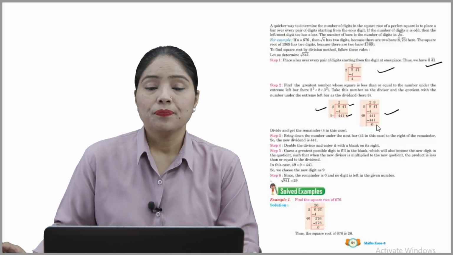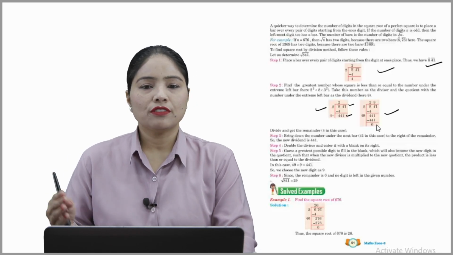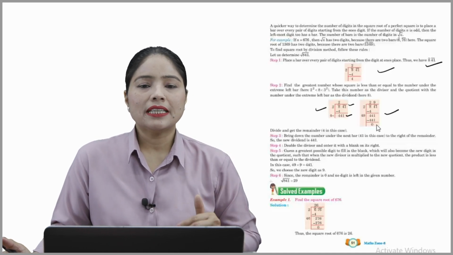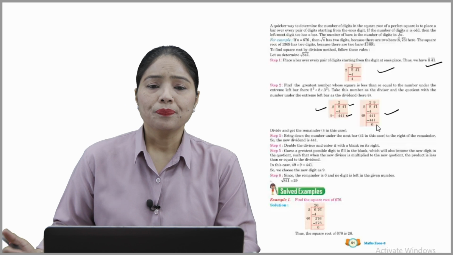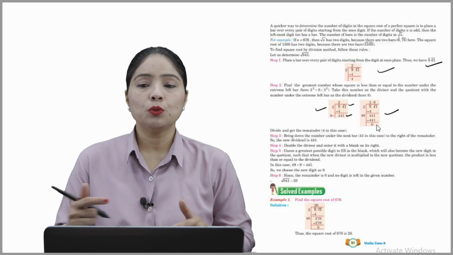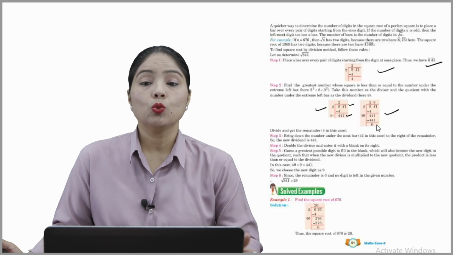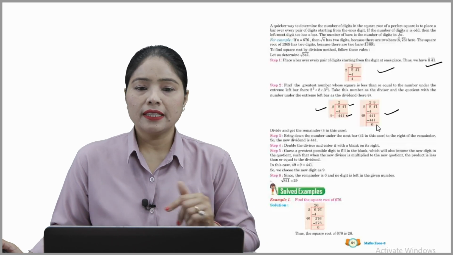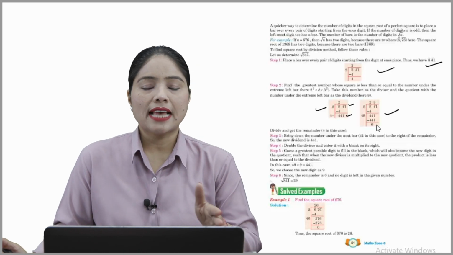Now step number 3, bring down the number under the next bar, 41 in this case, to the right of the remainder, so the new dividend is 441. Now step 4, double the divisor and enter it with a blank on its right. After that, guess the greatest possible digit to fill in the blank, which will also become the new digit in the quotient, such that when the new divisor is multiplied by the new quotient digit, the product is less than or equal to the dividend. In this case 49 into 9 becomes 441. So we choose the new digit as 9.